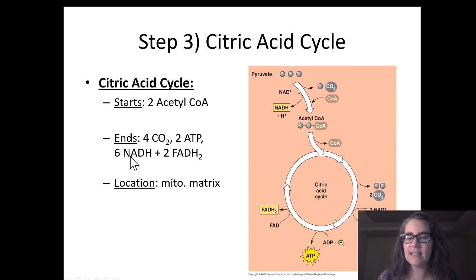The batons that get to move forward to the last step are these electron carriers, the NADHs that we've made in every single step, and the FADH2s. So this is step number 3, the citric acid cycle, and it happens in the mitochondrial matrix, or the liquid part of the mitochondria.